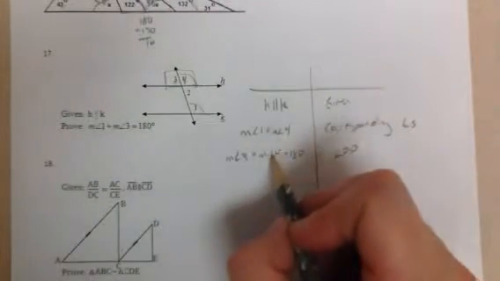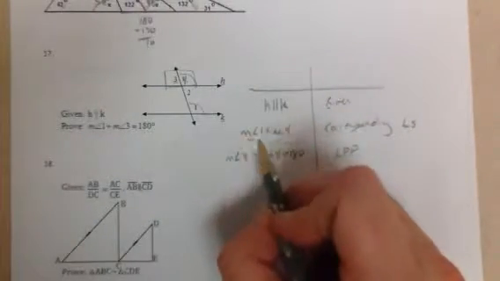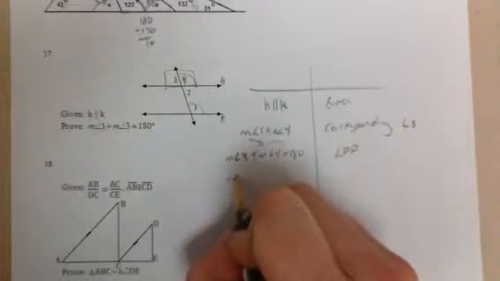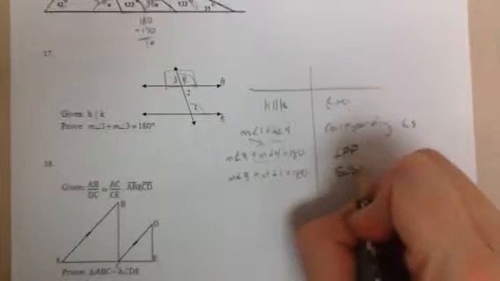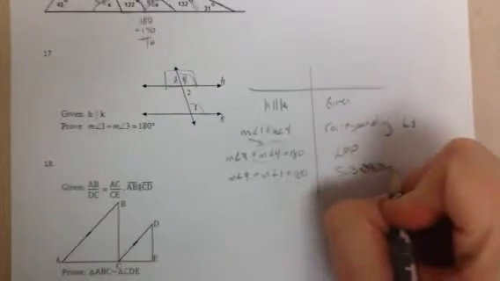So now look, I can take this measure of angle 4 and substitute in measure of angle 1. Measure of angle 3 plus measure of angle 1 equals 180 degrees. That's just by simple substitution. And now I've proven what I wanted to prove.